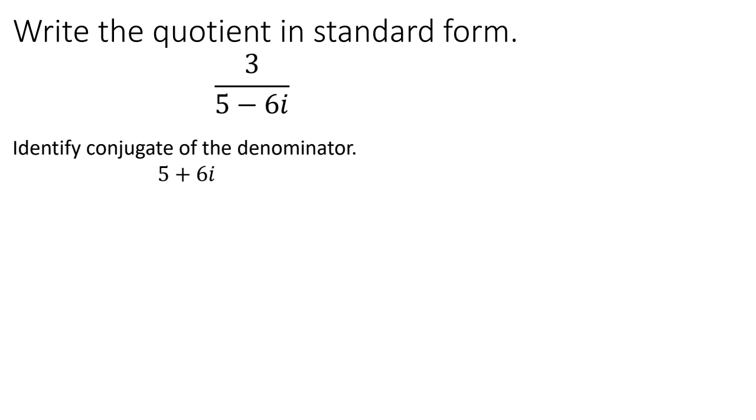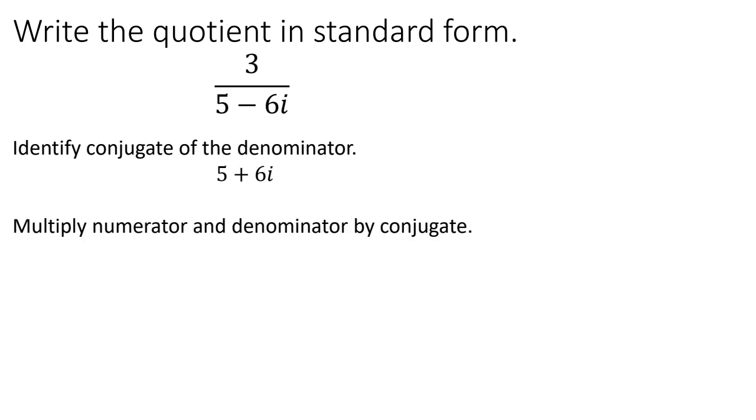Okay, so once I know what my conjugate is of my denominator, now I'm going to multiply. In order to balance my problem here, whatever I do on the bottom, I have to do to the top. So this is like multiplying by 1. I'm not changing any numbers because 5 plus 6i divided by 5 plus 6i is 1, right? So I'm going to multiply 5 plus 6i times my denominator and 5 plus 6i times my numerator. And this is going to give me the format to do the division.